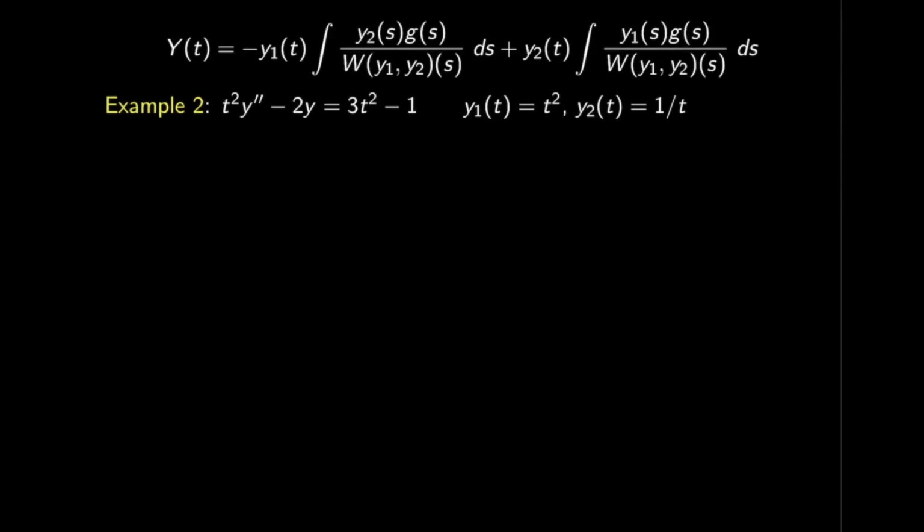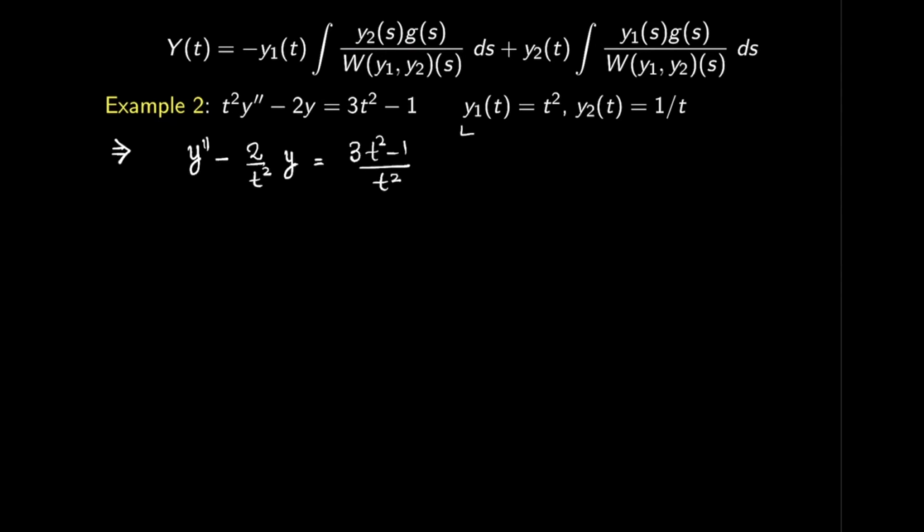Here we have the differential equation t square y double prime minus 2y is equal to 3t square minus 1. The very first thing we would like to do is clear off the coefficient of y double prime. So this will be y double prime minus 2 over t square y is equal to (3t square minus 1) divided by t square. So in fact, our forcing term is now (3t square minus 1) divided by t square.